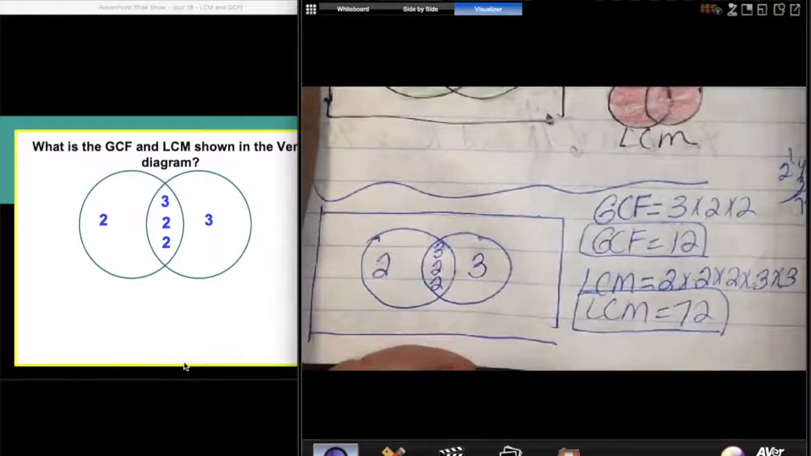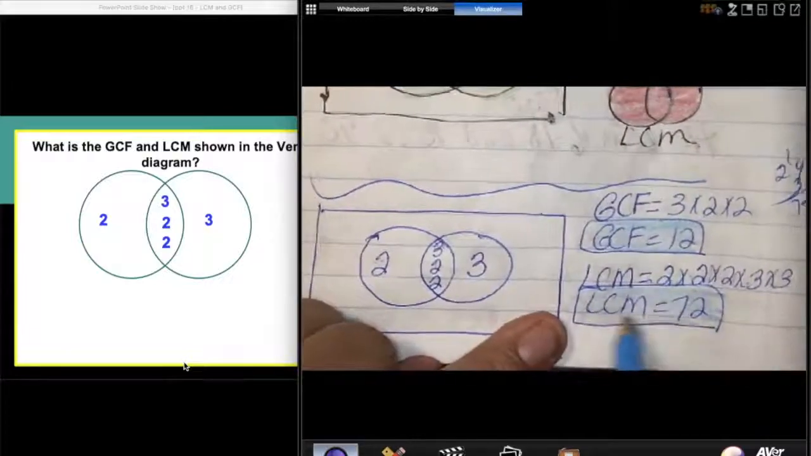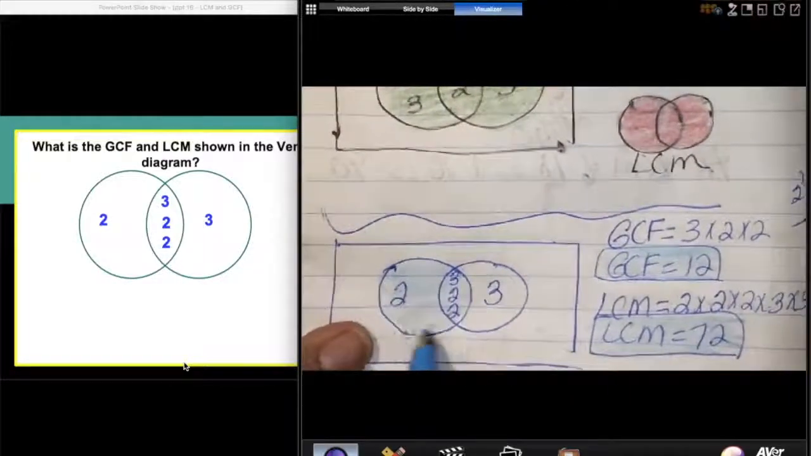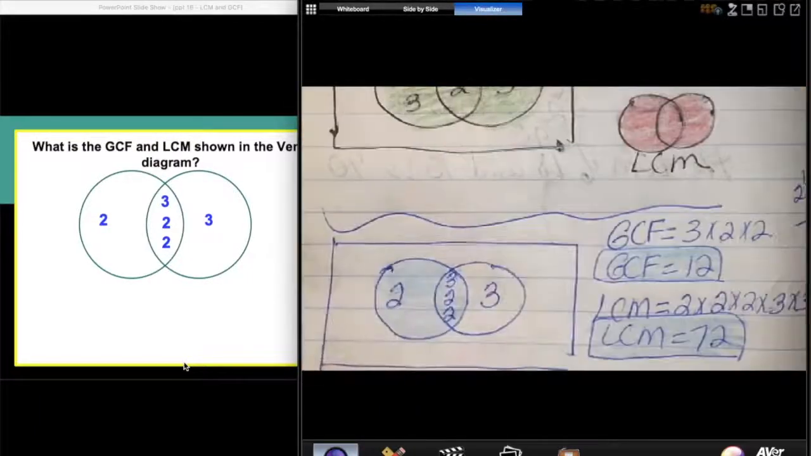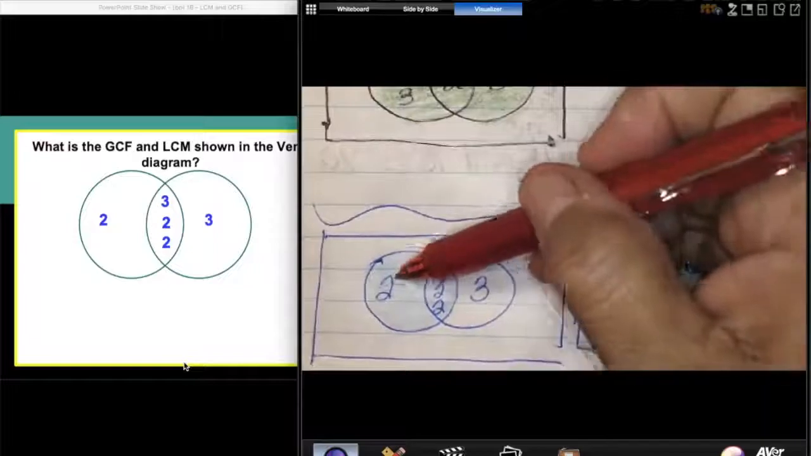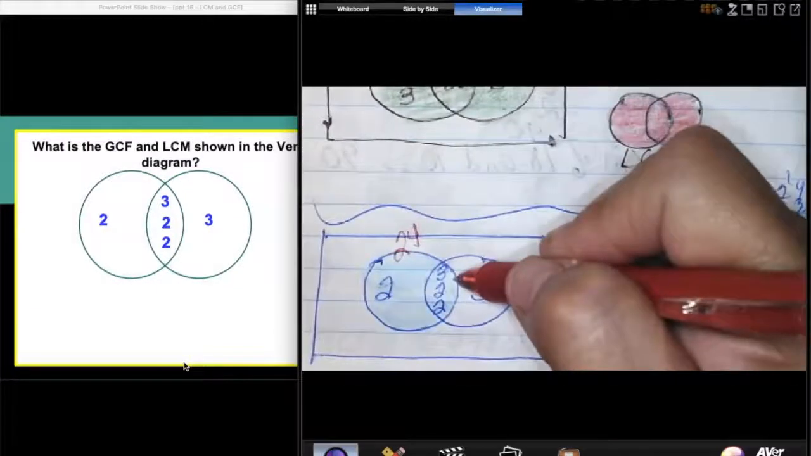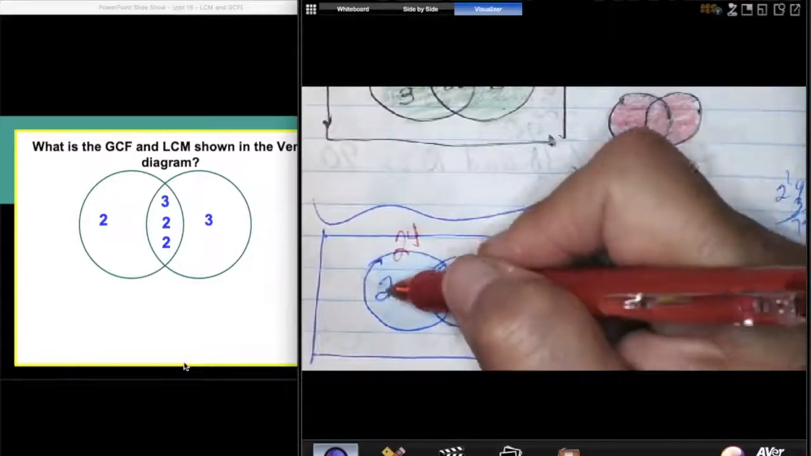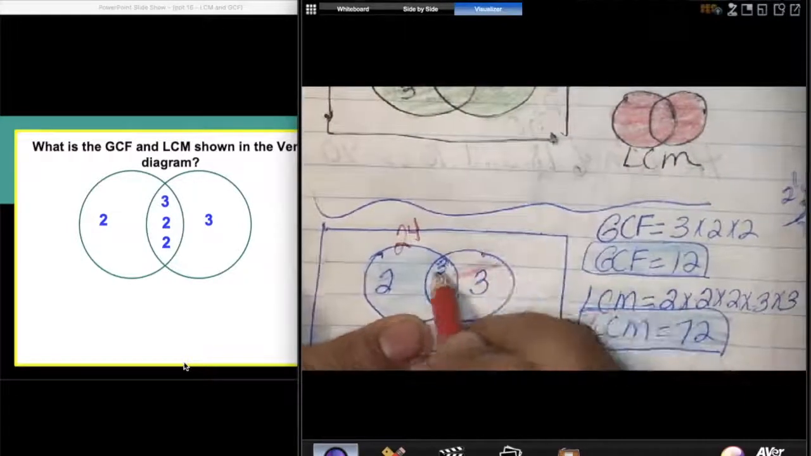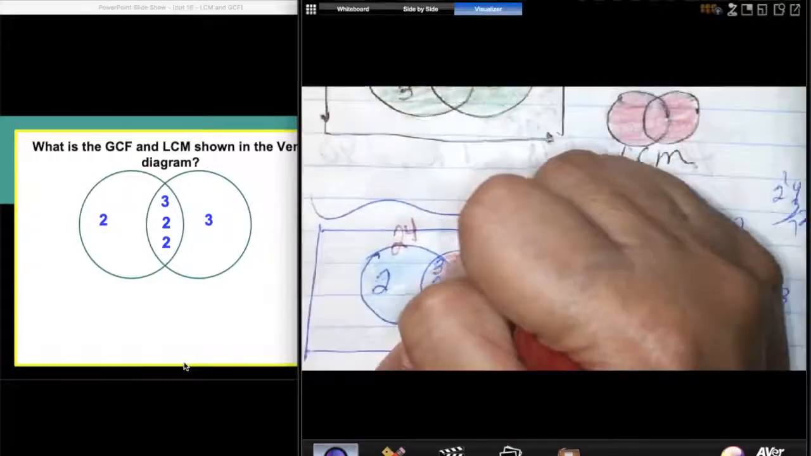I'm curious what numbers they were, so let's go back and look at our circles. If I am looking at the circle on the left and I multiply all of the numbers, that would give me, let's see here, 2 times 3 is 6, times 2 is 12, times 2 is 24. I'm only multiplying the factors on the left circle. If I were to multiply the factors in the circle on the right, I would multiply 3 times 3 is 9, times 2 is 18, times 2 is 36.